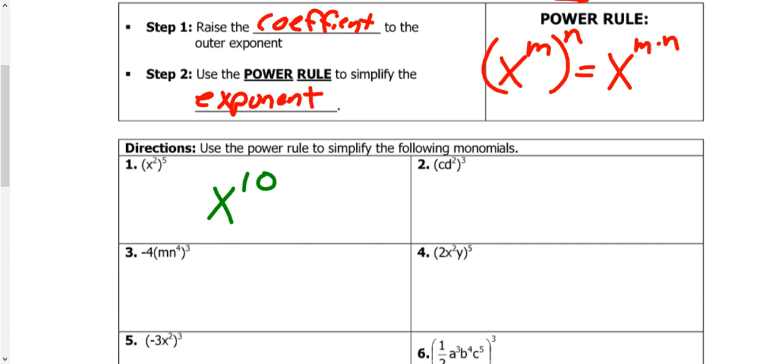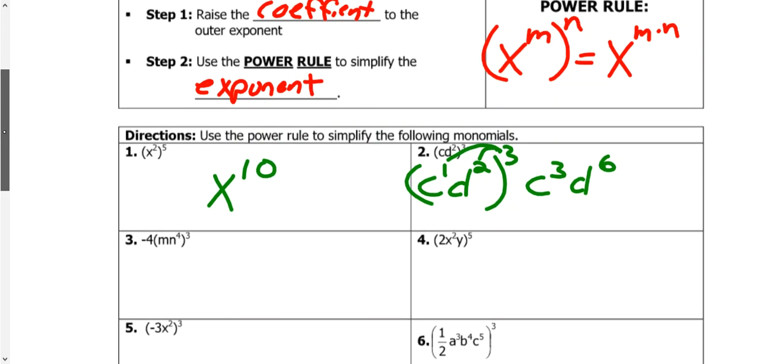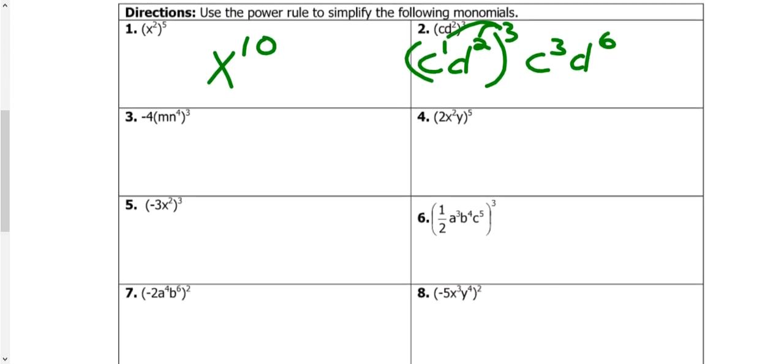And number 2, this one's a little tricky because we need to remember that c has a power of 1 and d has a power of 2. So when we look at that whole quantity to the 3rd power, we need to make sure that we distribute that to both those exponents. So c to the 1st times 3 would give us c to the 3rd, because 1 times 3 is 3, and d to the 2nd to the 3rd power gives us d to the 6th power.